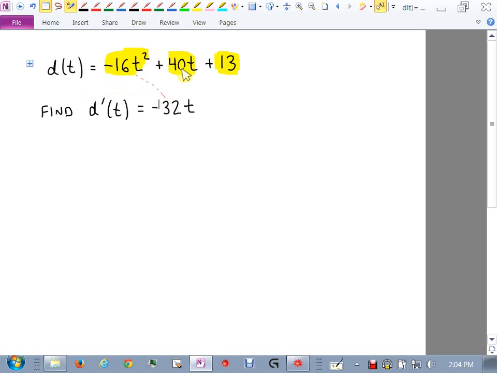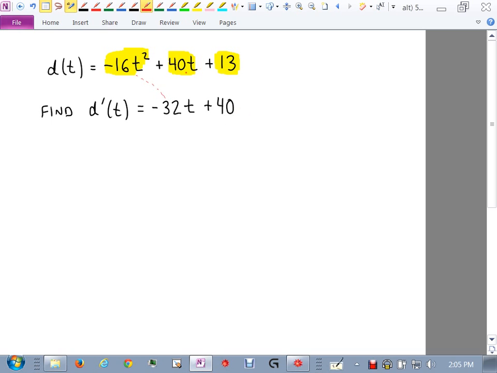Okay, the next one. What's the power on this t right here? 1. 1 comes out, so you get 40. T to what power? T to the 0. What's anything to the 0 power? 1, which means it's not there, right? Do you remember how we said the derivative of x was 1? Yes? Well, the derivative of t here, forget the 40 because it's a constant, so I'm covering it up. What's the derivative of t? It would be 1. So it just gives you 40 times 1, which is just 40. Understand?